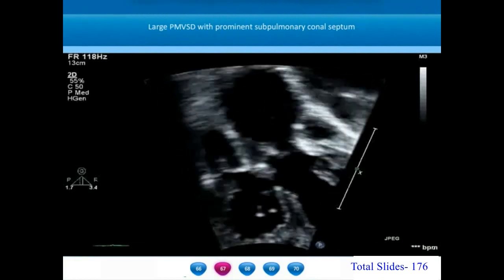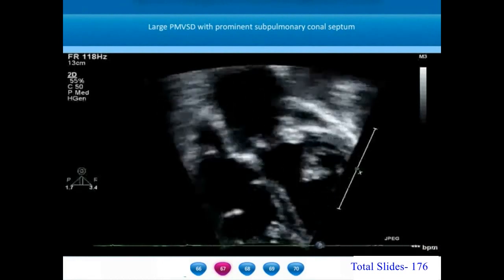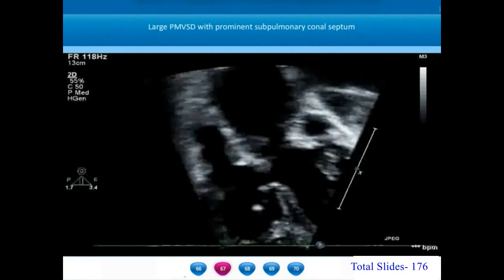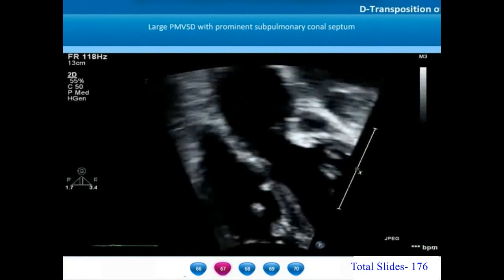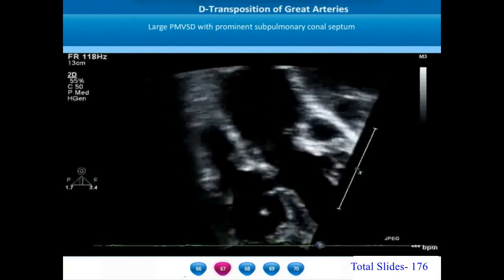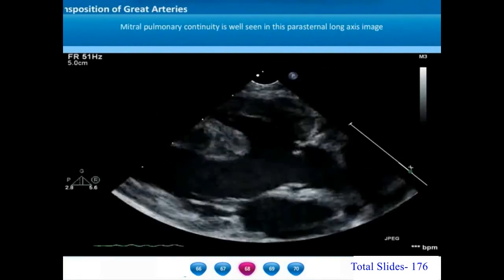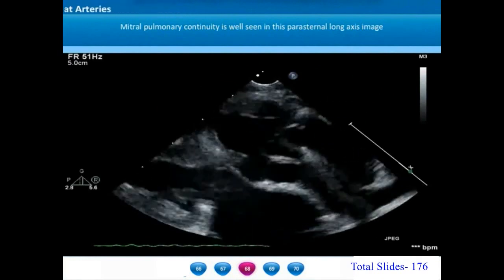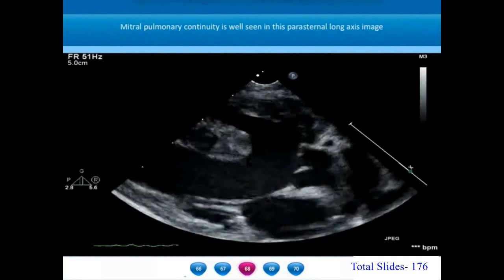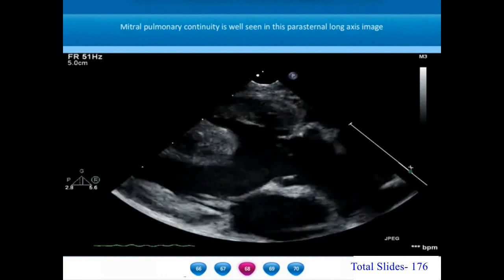This is an example of a large perimembranous VSD which is located in close relation to the anteroseptal tricuspid commissure, however, is separated from the pulmonary annulus by a small conal septum. In all patients with transposition of great arteries, it is important to document the pulmonary mitral fibrous continuity.